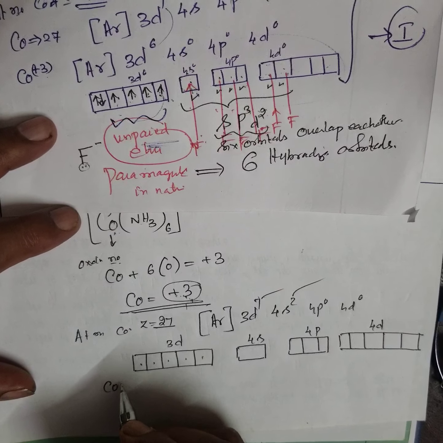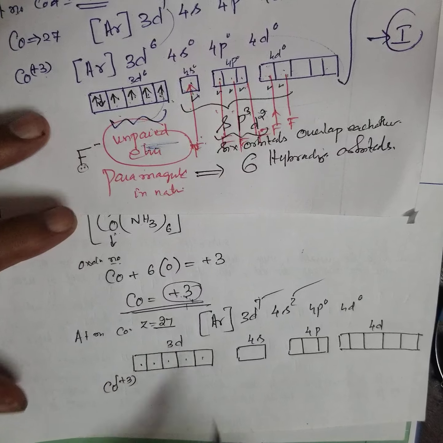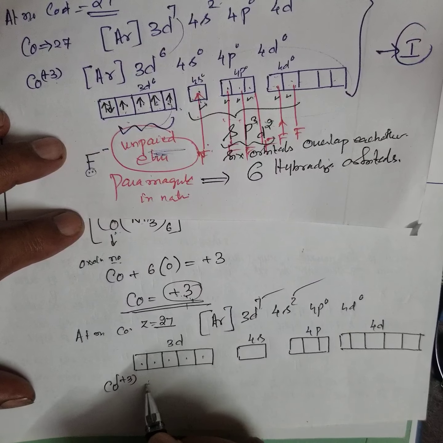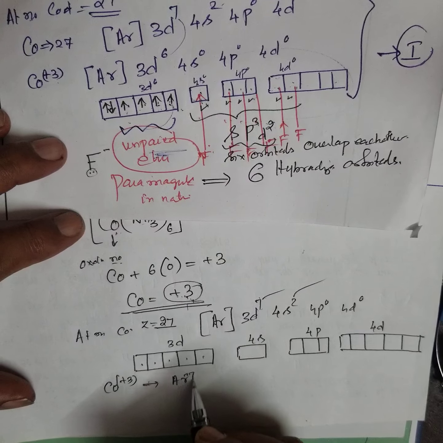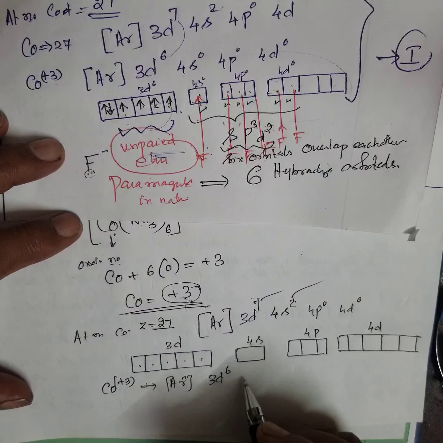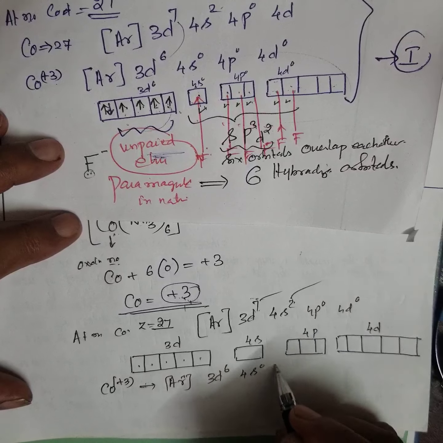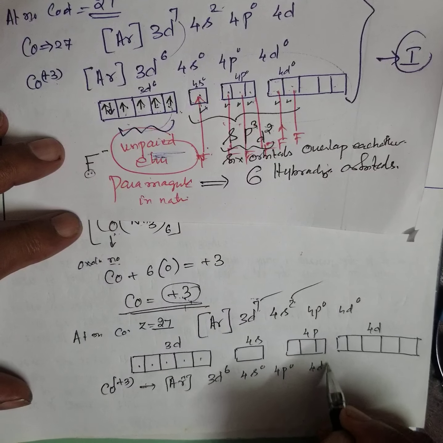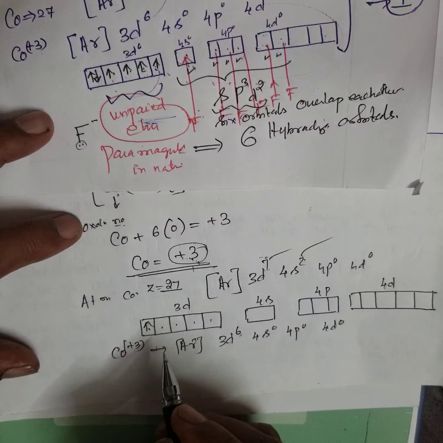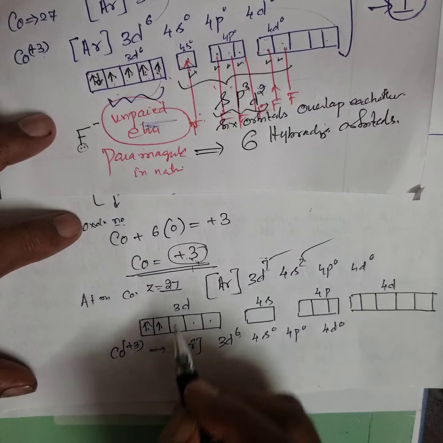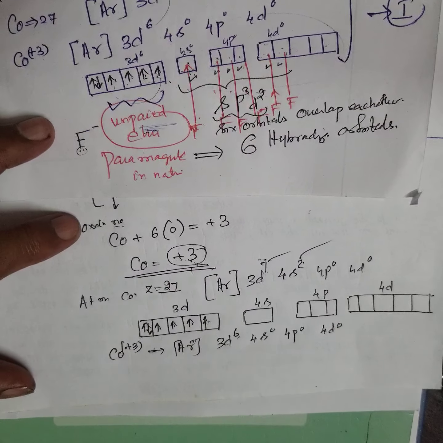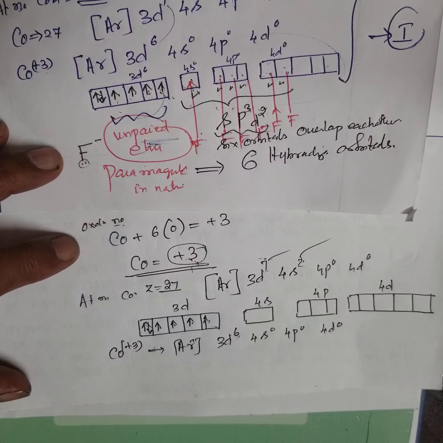Now, cobalt in the plus 3 oxidation state, I am going to write this. First argon 3d6, because I am removing the 3 electrons. 3d6, 4s0, 4p0, 4d0. Now the 6 electrons you fill here, 1, 2, 3, 4, 5 and 6. All the 6 are filled here.